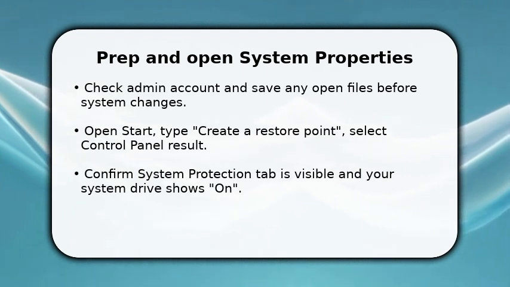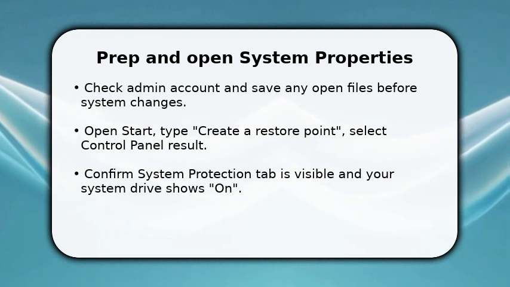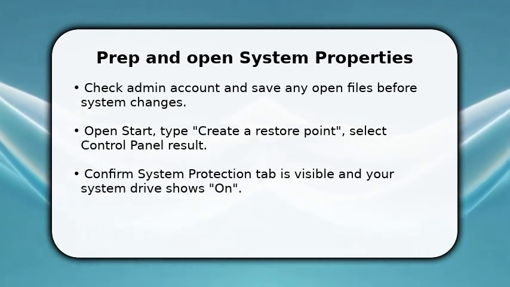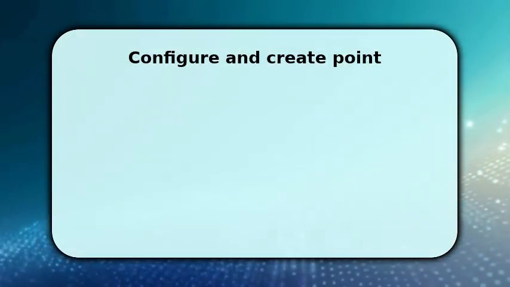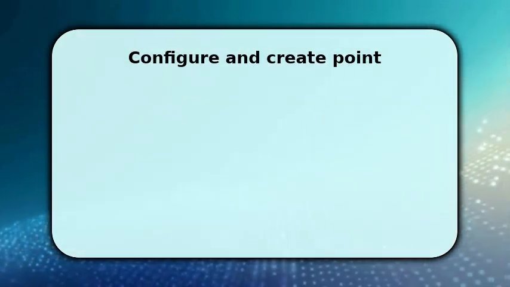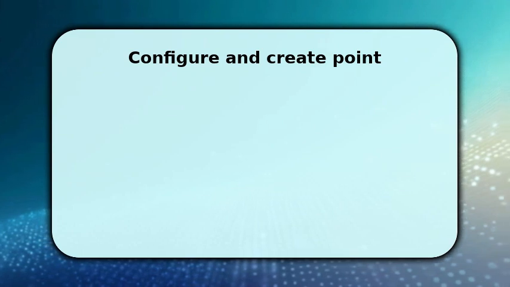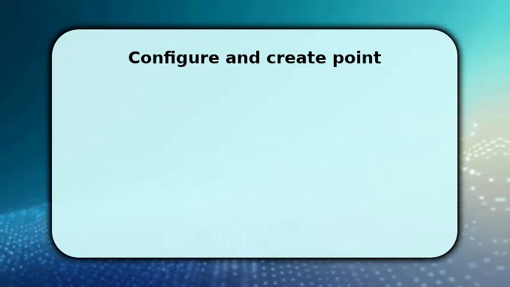Once done with configuration, select your system drive, typically C, and click Configure. You should set a reasonable max disk usage, around 5 to 10%, so points don't consume all space. Make sure protection is turned on.